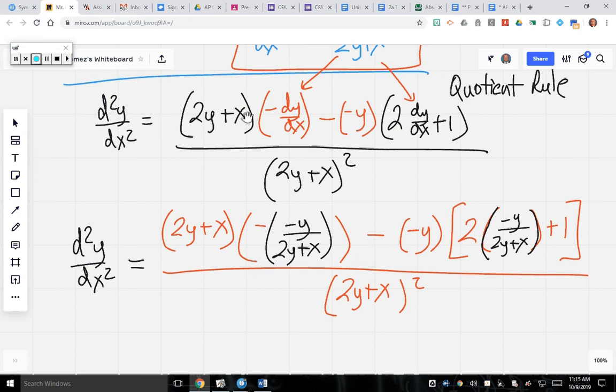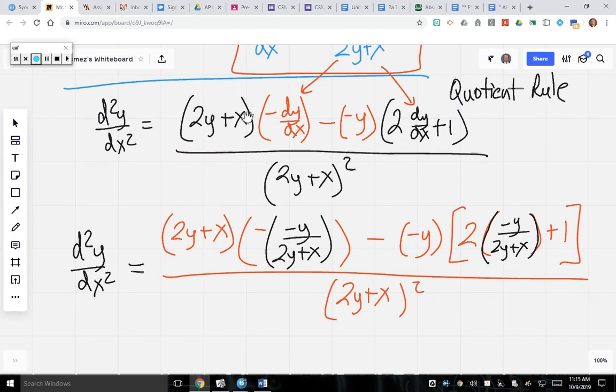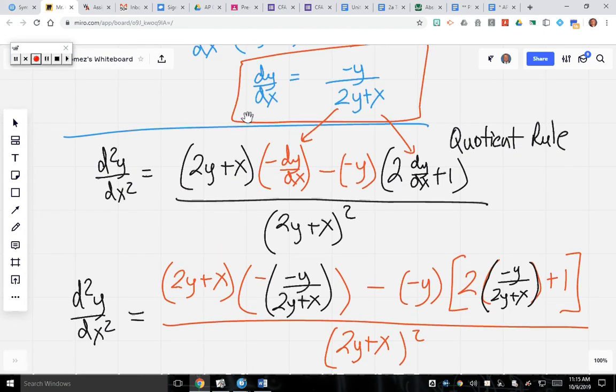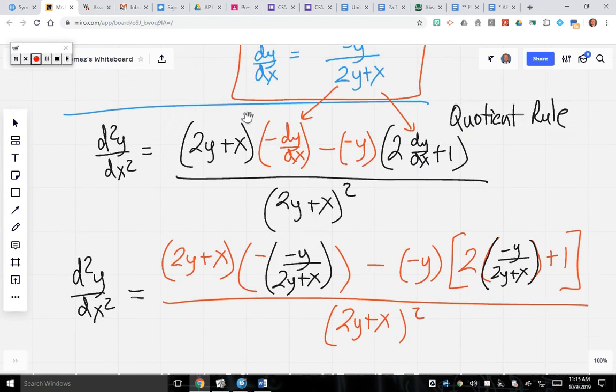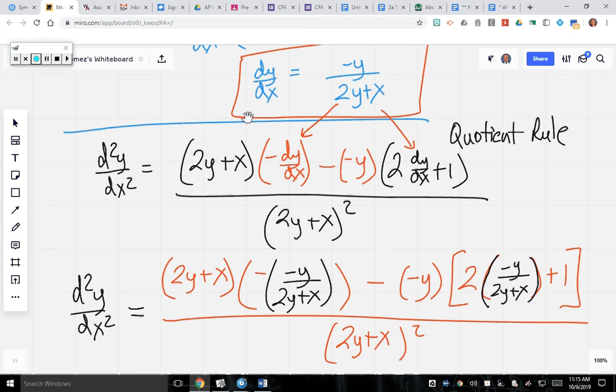Quotient rule from here is low d high minus high d low over low low. If you got that, give yourself 20 more points. However, I told you to write it in terms of y and x, not in terms of y and x and dy dx. So you have to resubstitute everywhere where you see a dy dx with just this stuff up here, so that everything at the very, very bottom will be just in terms of x and y. You'll see that on the test.